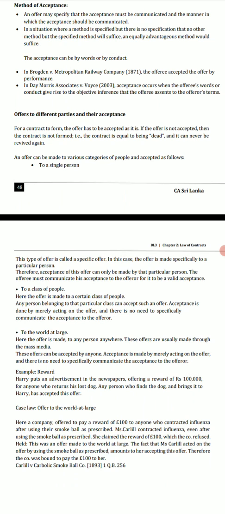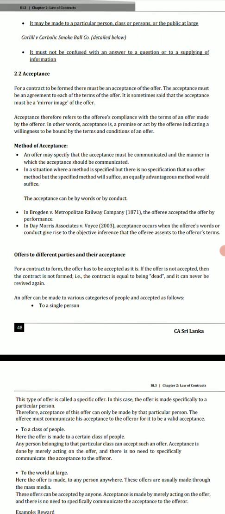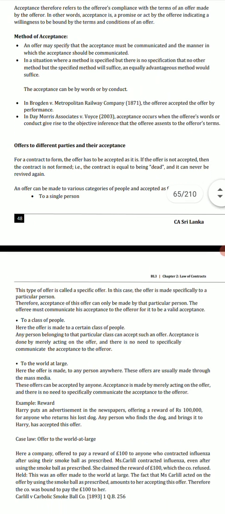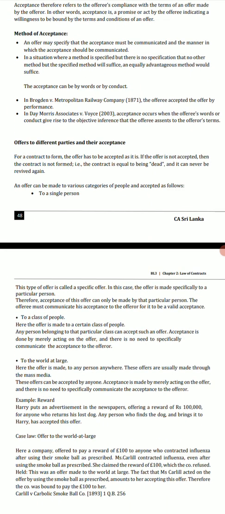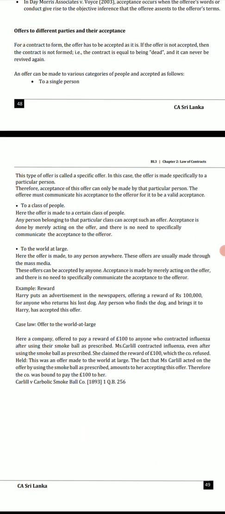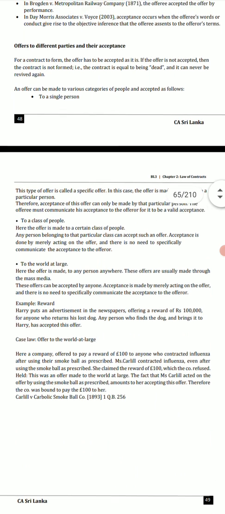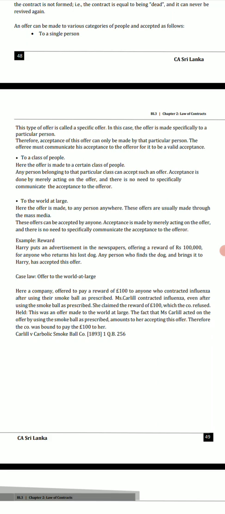Sometimes it's very confusing, but these are very simple things that I have made as simple as possible for you to understand. So an offer can be made to different parties. It can be made to a single person, specifically a particular person, or to a class of people, or to the world at large. The iconic case of Carlill versus Carbolic Smoke Ball was an offer made to the world at large.